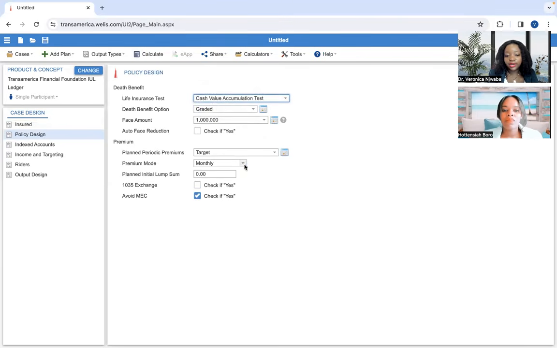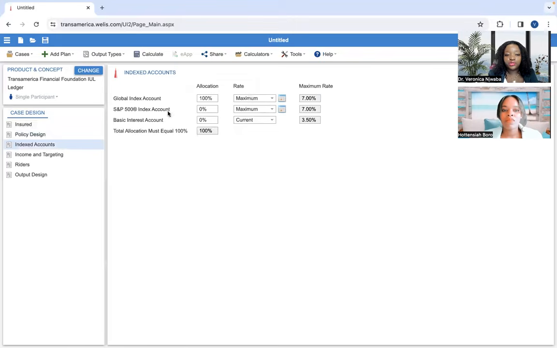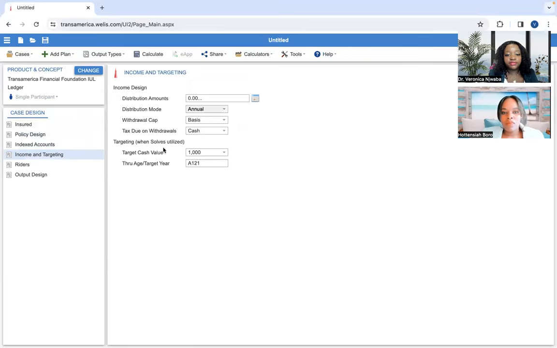I'm going to leave it at target, but this person is going to contribute annually because usually annually gives you more savings on there because you're kind of cutting off those little monthly costs. As far as index accounts, I'm going to put 50-50, right? So I'm going to allocate your money 50-50. And then under income, I don't have to change anything yet, but we'll use this later.